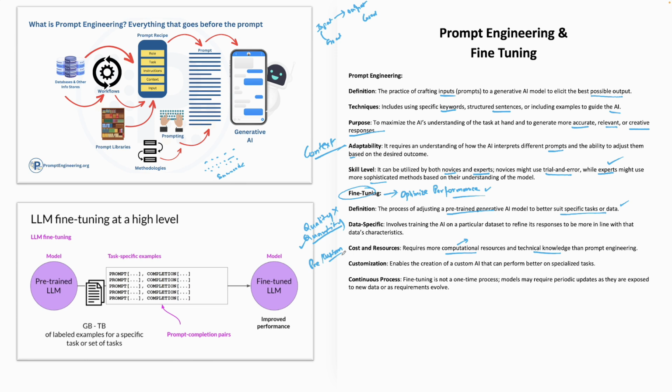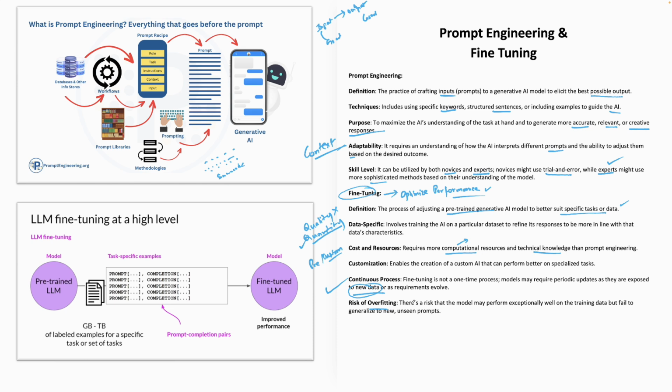Remember, fine tuning is not one time. It is a continuous process. You keep on doing it, you keep on improving your model. We will study later that prompt engineering and fine tuning actually go hand in hand. Remember, it's not a one-time process, and the models may require periodic updates as they're exposed to new data. As you are exposing the model to new data, the model has to improve over time.